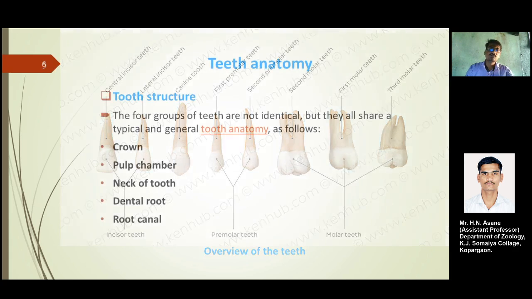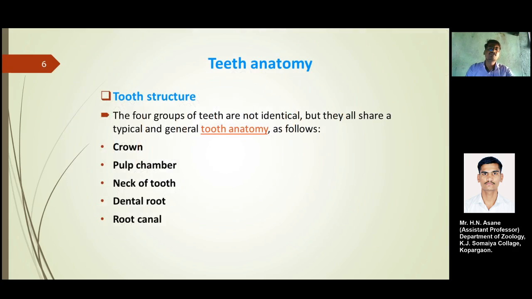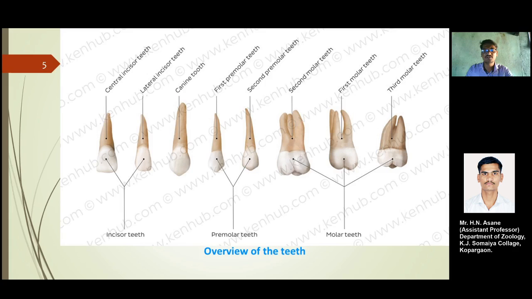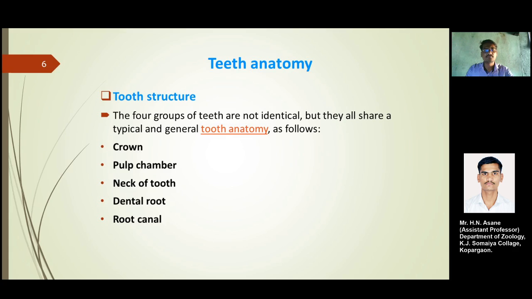So now we will see the teeth anatomy, what is going on inside it. The tooth structure first. The four groups of teeth are not identical. We have seen they are very much different from each other. Their shapes and sizes vary.